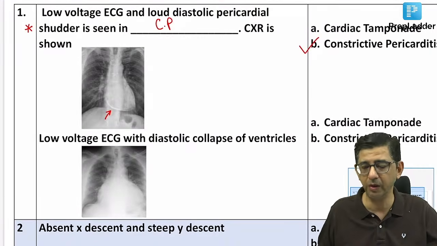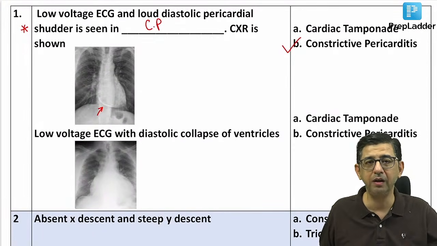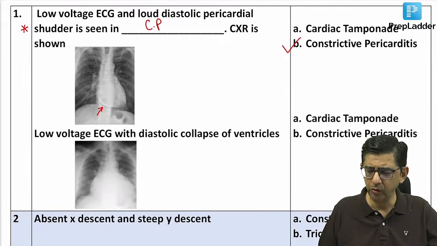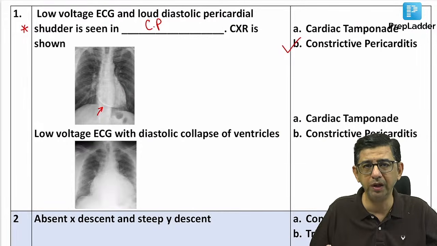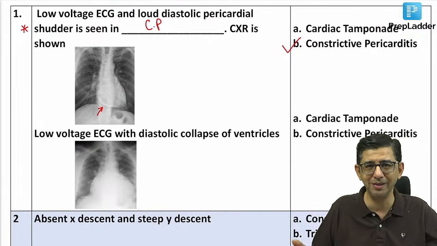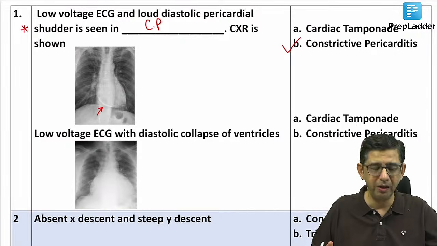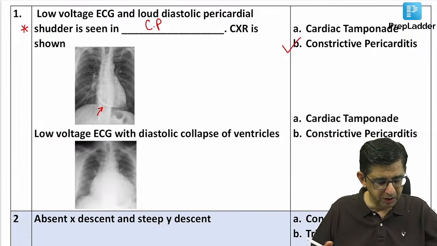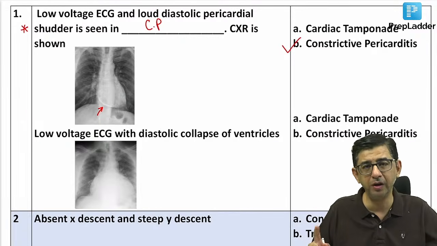The very first one for today is going to be that pericardial shudder is a feature that is seen in constrictive pericarditis. And well, how do I rule out cardiac tamponade? It also has low voltage ECG, but there it will not be anything loud, right? There will be muffled heart sounds present. So that is an easy pickup anyway. And the second question that you can see, yes Ayush, you're right, it is pericardial knock, and it is also called pericardial shudder as well.